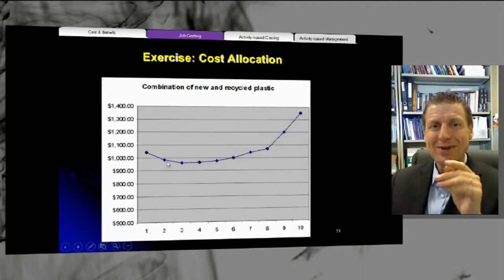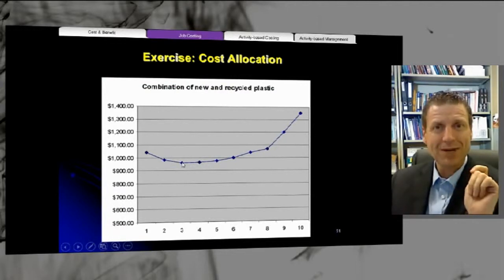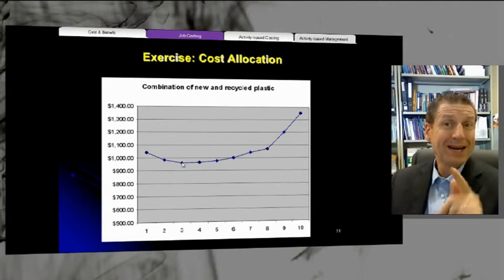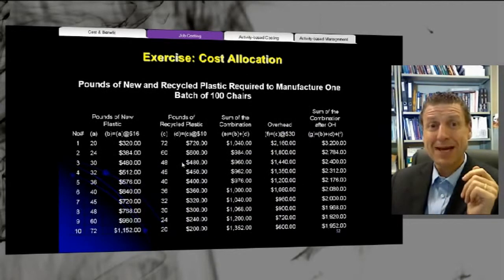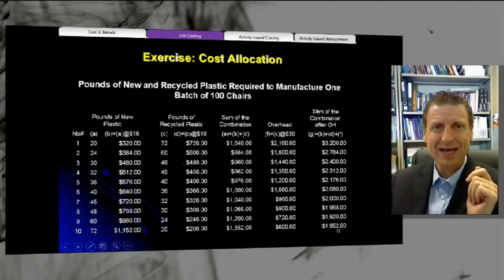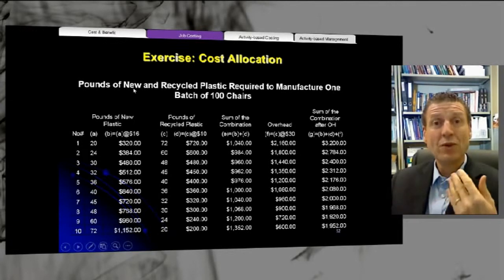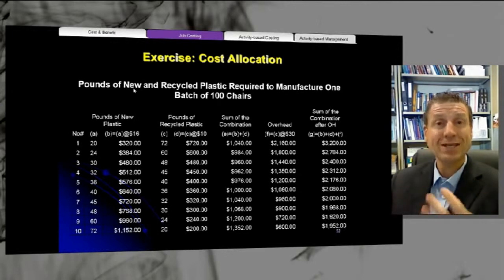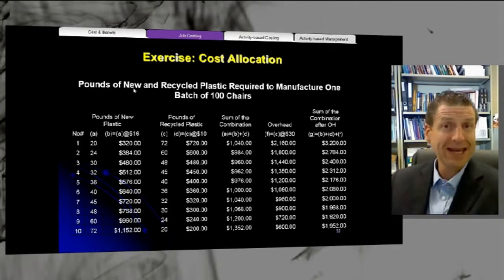All right, but we know number 3 is cheaper economically, so let's go with that combination. But there's more. We need to think about overhead allocations. Let's have a look at allocating overhead, which is very important. When we talk about allocating overhead, we're actually talking about the allocation of indirect costs.